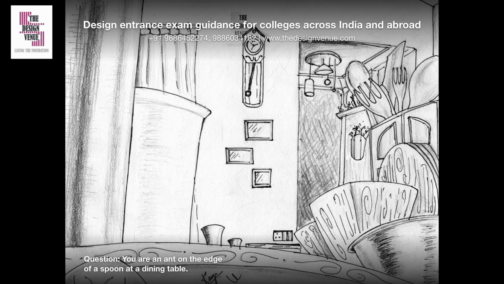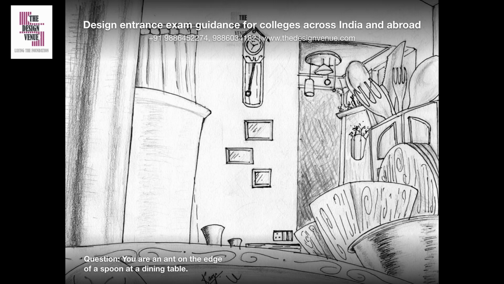In this question, you are an ant on the edge of a spoon at a dining table. So you can see the presence of the ant in the bottom left section of the page, where there is the edge of the spoon, the legs of the ant, and also the reflection of the antennas of the ant in the spoon. Also, interest has been added through wooden textures and the patterns on the plate of the edges.